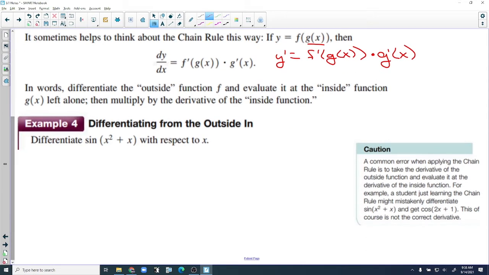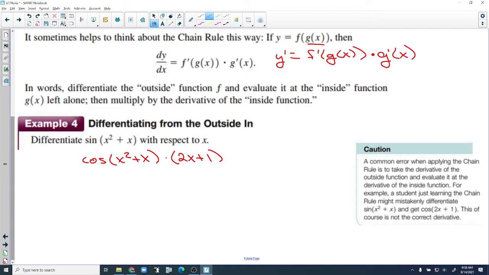Try example 4. See if you can get example 4. The outside function is sine, so the derivative of sine is cosine. We leave the inside alone. You cannot do both derivatives in the same step. I'll show you that in a minute. Then times 2x plus 1. So there's the answer. Now we could rearrange it maybe a little bit. I wouldn't do much with this.